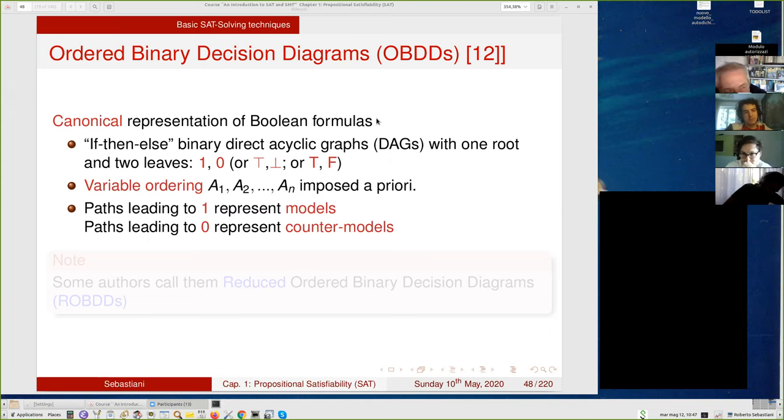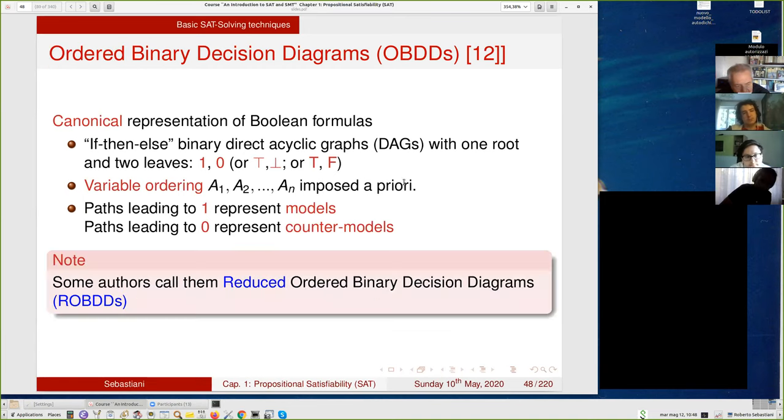Ordered BDDs, or OBDDs, are another SAT device, although they do something more than SAT, which are very popular in formal verification. The intuition about OBDDs is that they are a canonical representation of Boolean formulas. They are DAGs, directed acyclic graphs, with one root and two leaves, one and zero, or true and false, in which a variable ordering is imposed a priori. In fact, they are called ordered binary decision diagrams. Every path leading to the true leaf represents models, and all paths leading to zero represent counter-models.